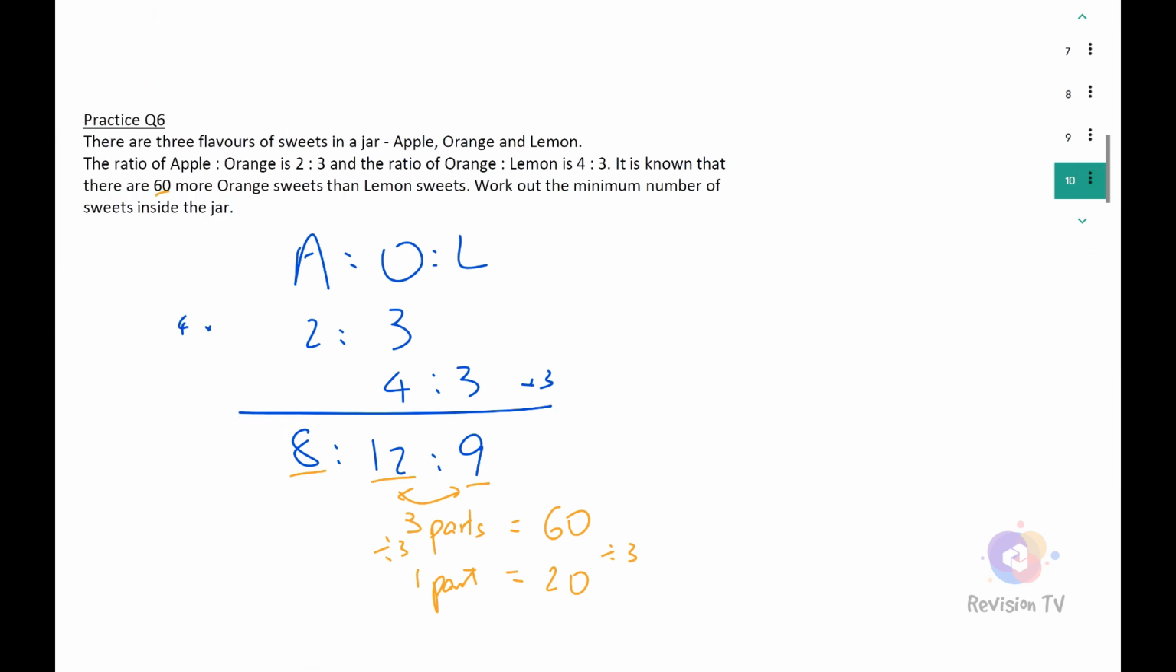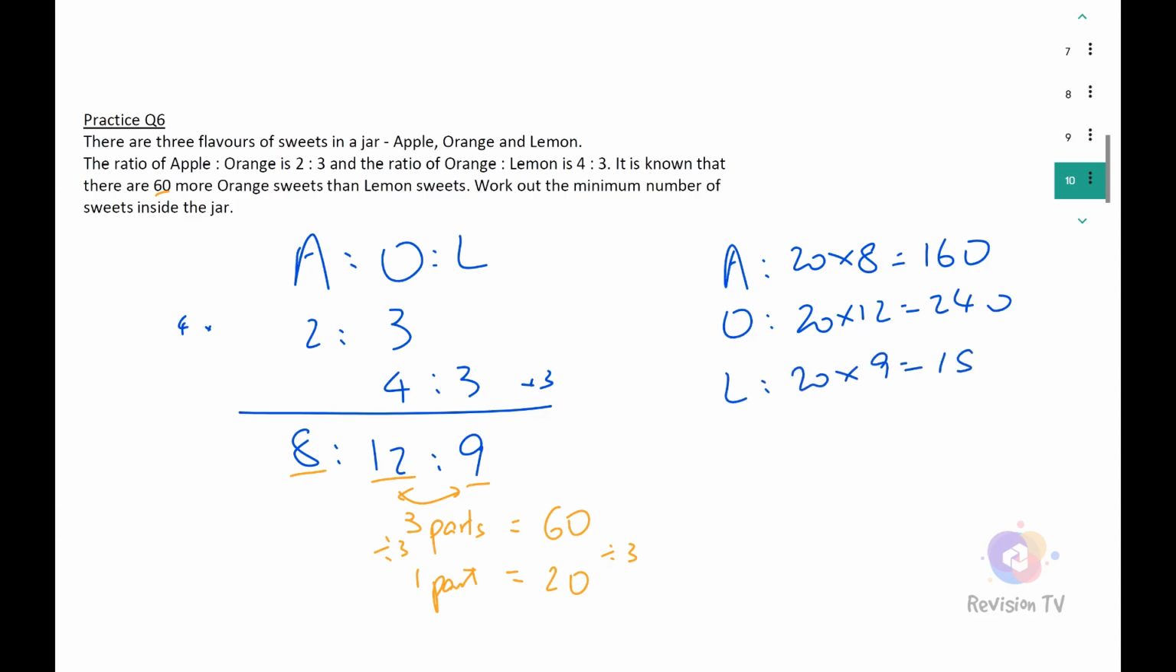Right, so for apple, just to finish off, it will be 20 times 8, 160. Orange, 20 times 12, which is 240. Lemon, 20 times 9, 180. By the way, these questions could be in a non-calculator paper, so the numbers are meant to work quite well together. So altogether, the total, the minimum number of sweets inside the jar, is 580 sweets. That's quite a lot.